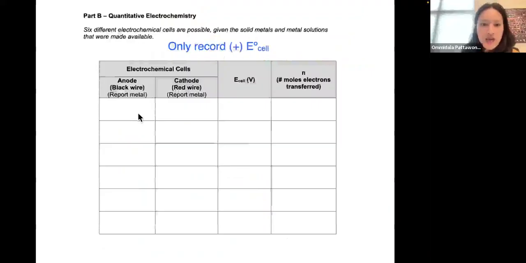Okay, so after you're done, again, you are going to put those pair into this table right here and again, only record the positive value. Okay, and then you will need to determine the number of mole electron transfer between those two metals.